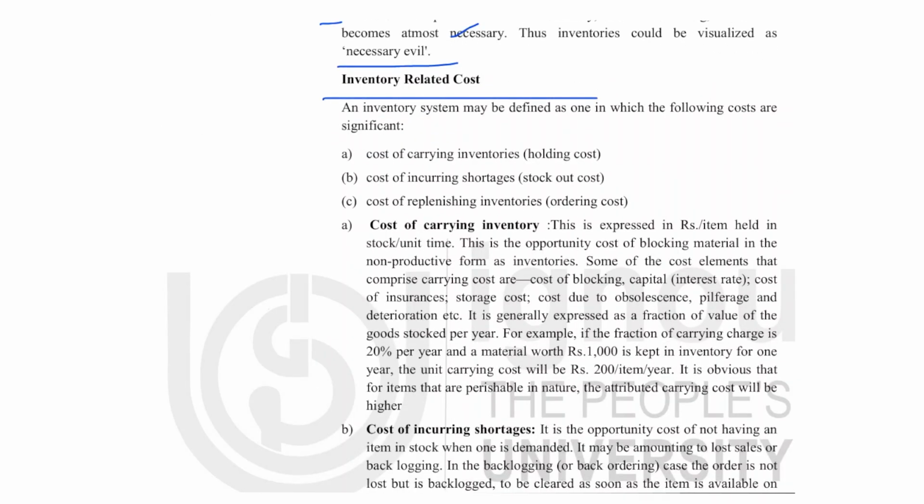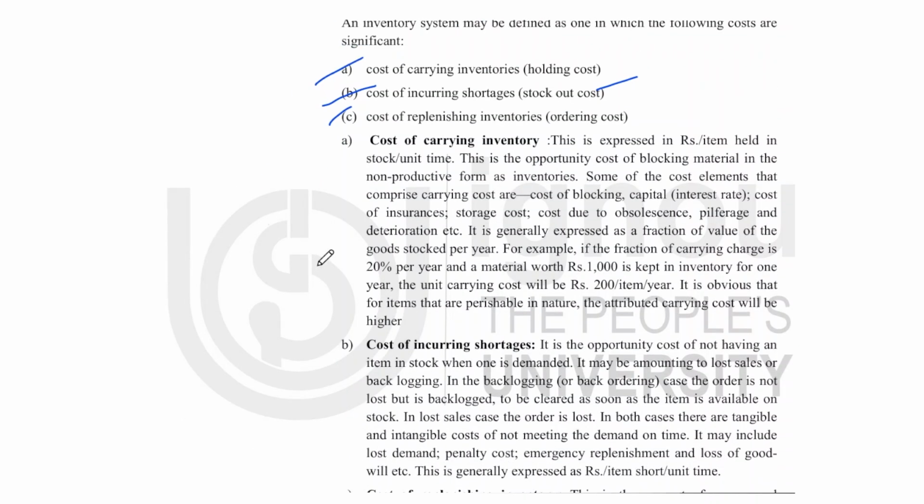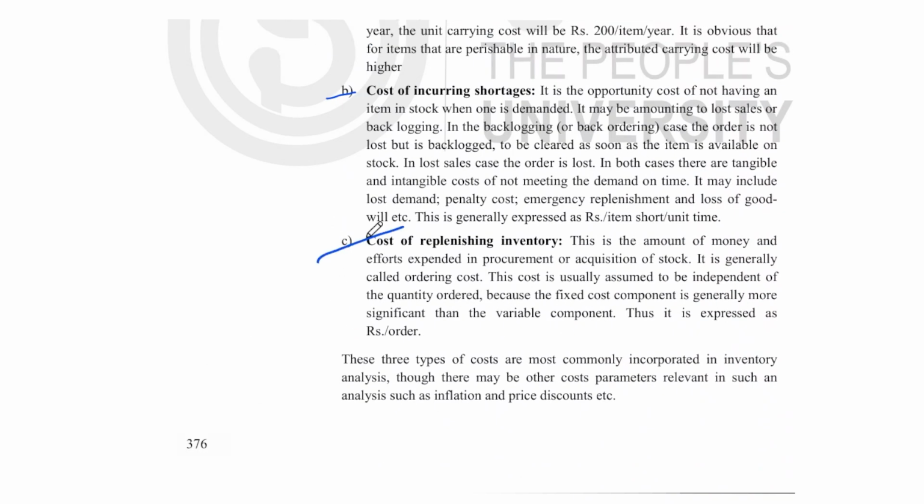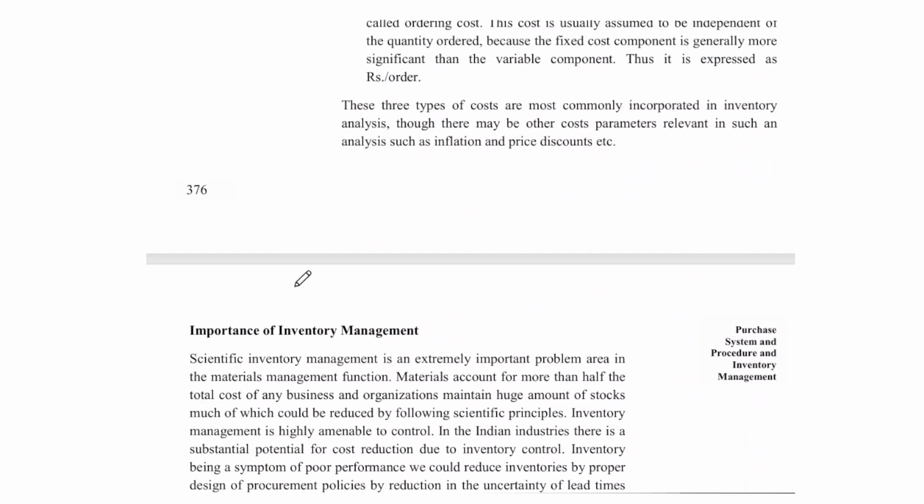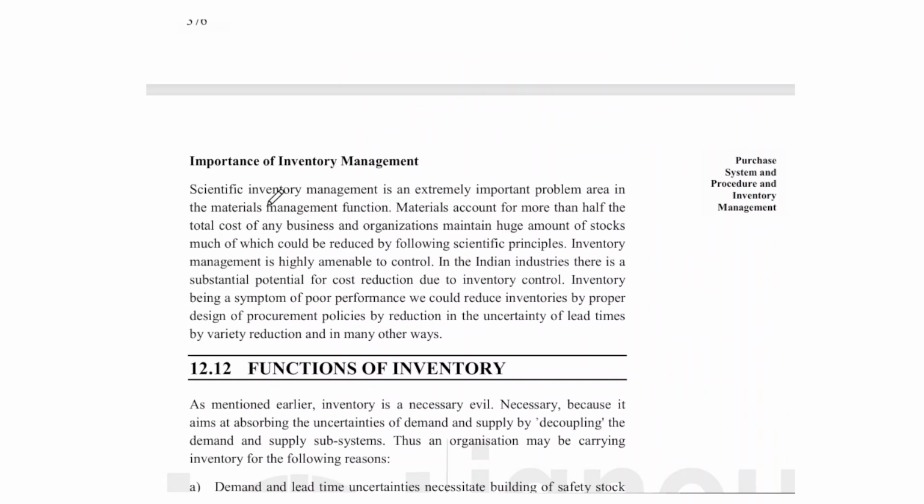Okay, so next is inventory related costs. An inventory system may be defined as one in which the following costs are significant: cost of carrying inventories, that is holding cost; cost of incurring shortage, that is stock out cost; and cost of replenishing inventories, that is ordering cost. So the explanation is here. Please refer to your study material, and that will help you more. Please read the section also.